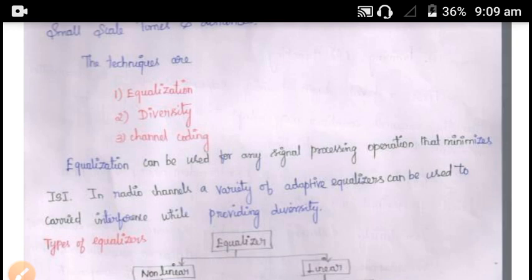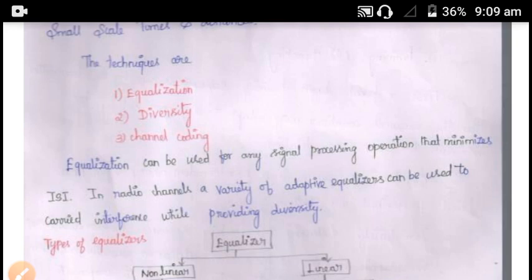So what is equalization? It is a signal processing operation that minimizes the inter-symbol interference. Just to reduce the inter-symbol interference, we are using a signal processing operation called equalization.